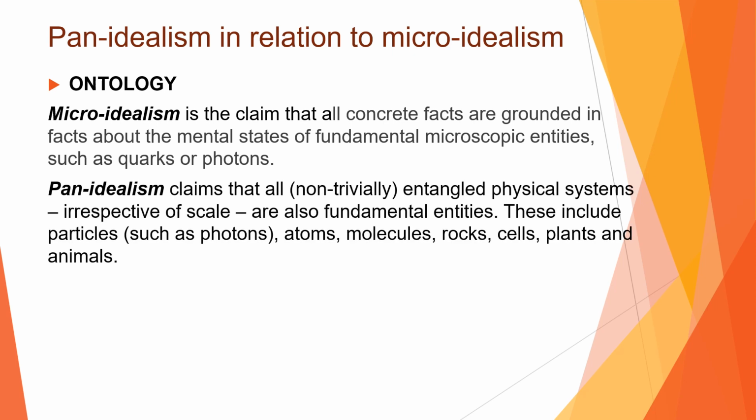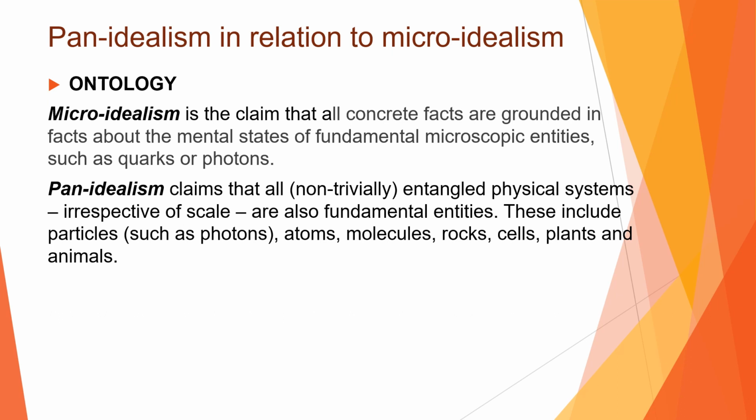Pan-idealism is somewhat similar. It claims that all non-trivially entangled physical systems, irrespective of scale, are also fundamental entities. These include particles such as photons. It also includes atoms, molecules, rocks, cells, plants, and animals. According to Pan-Idealism, an entangled physical system is, in essence, one single entity. The important feature of entanglement is that this accords well with the holistic character of mind.